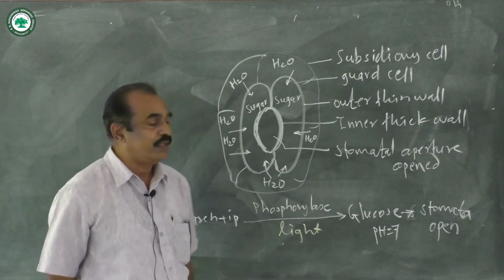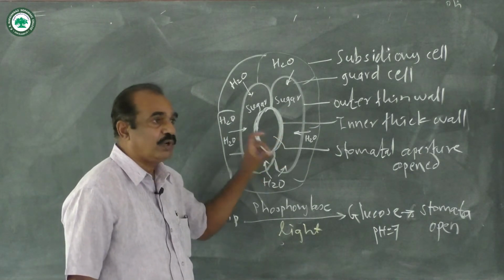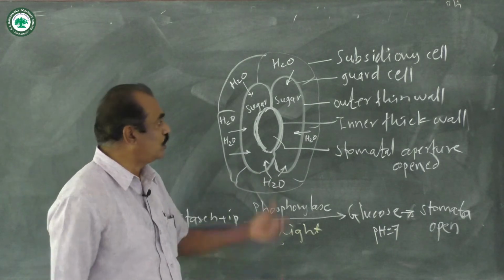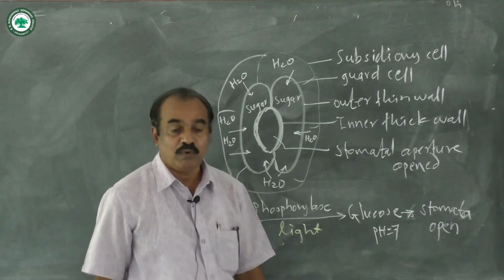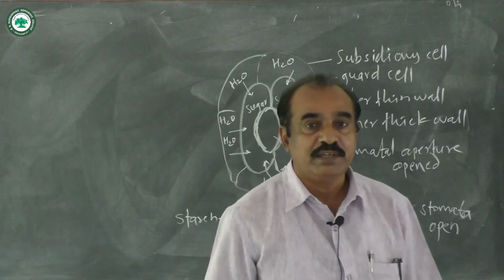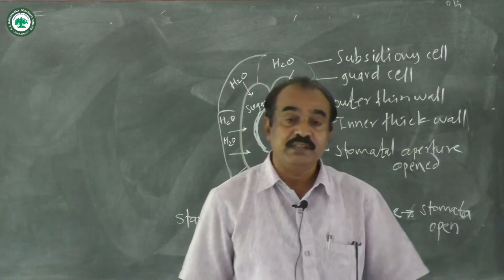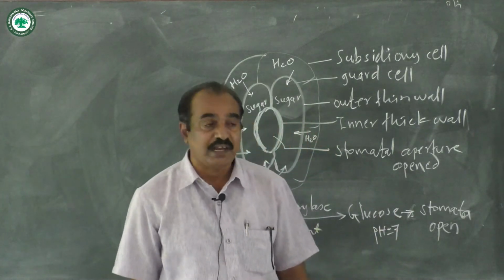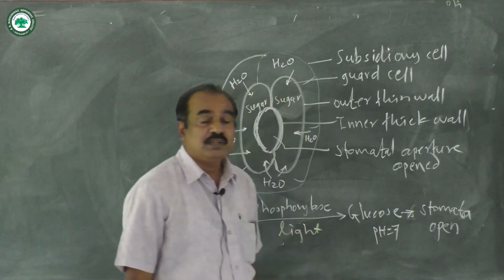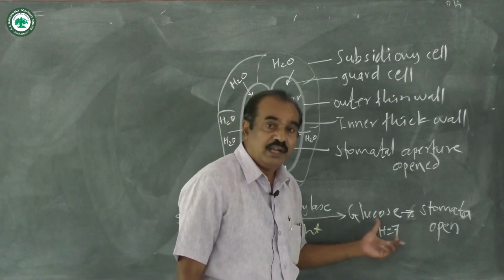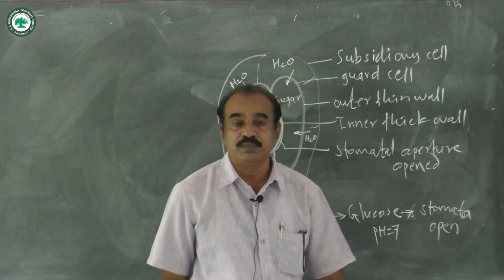At the same time, the inner thick non-elastic wall becomes concave. This also happens in the neighboring guard cell, and the stomatal pore is opened, and water loss in the form of water vapor takes place through the opened stomatal aperture. And when glucose is synthesized, the pH of the guard cell is increased, nearly about 7, and it is also in favor of opening of the stomata.